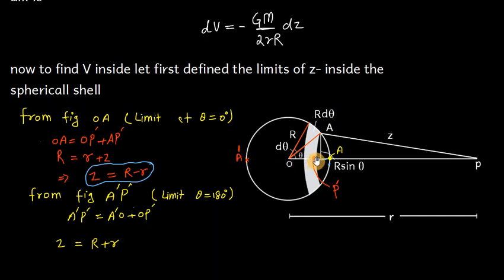Similarly, if this point P dash is Z distance away from A dash, meaning the distance between A dash and P dash is now our Z, then this A dash P dash is equal to A dash O plus OP dash. Simply, now we have to represent this distance A dash P dash, distance Z, in terms of small r and capital R. So we obtain Z equal to R plus small r.